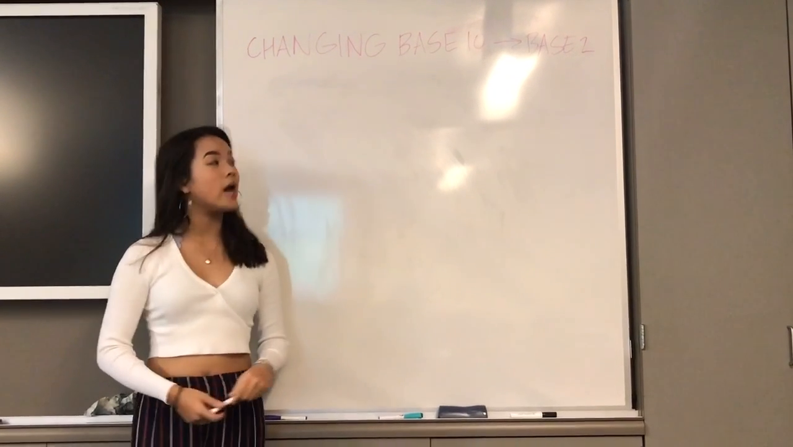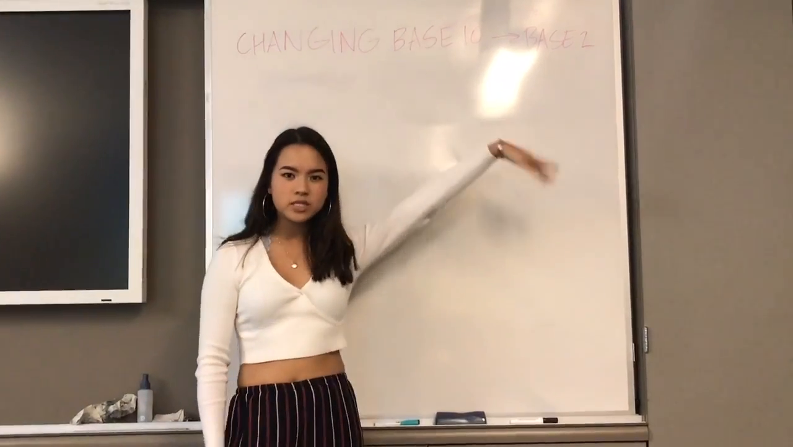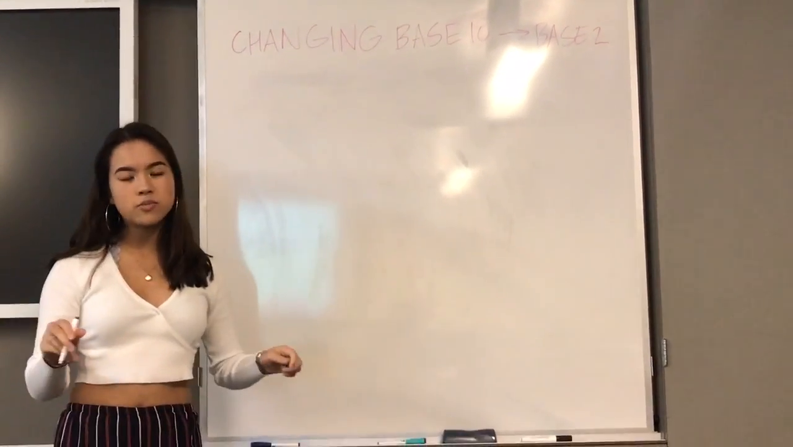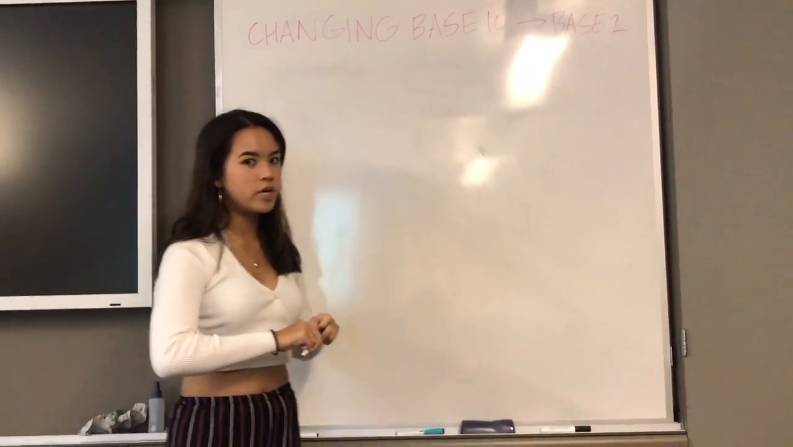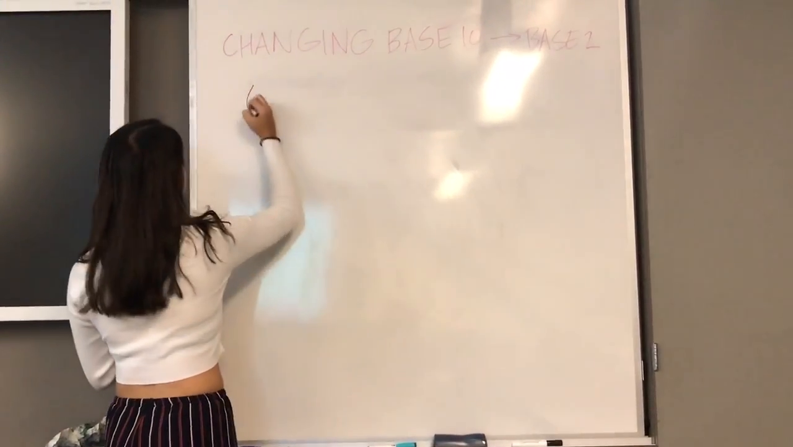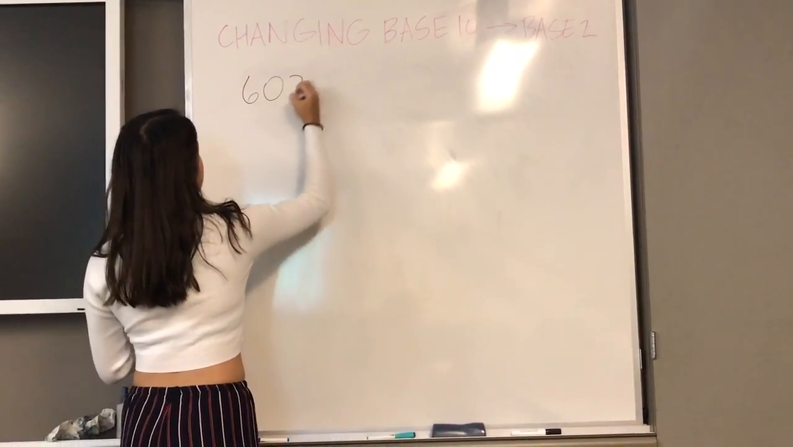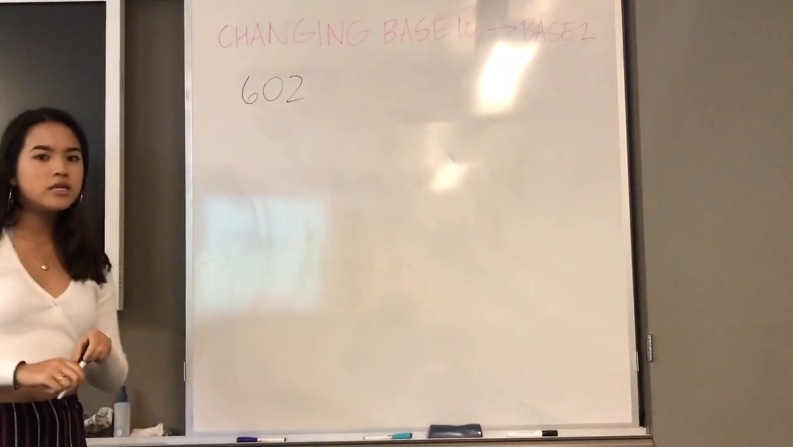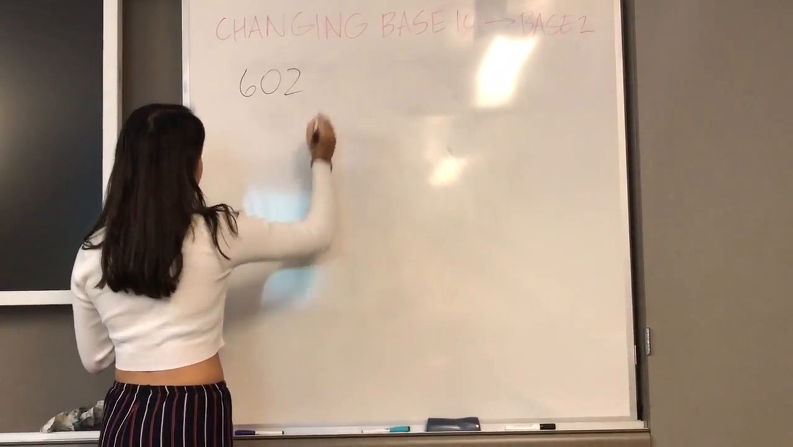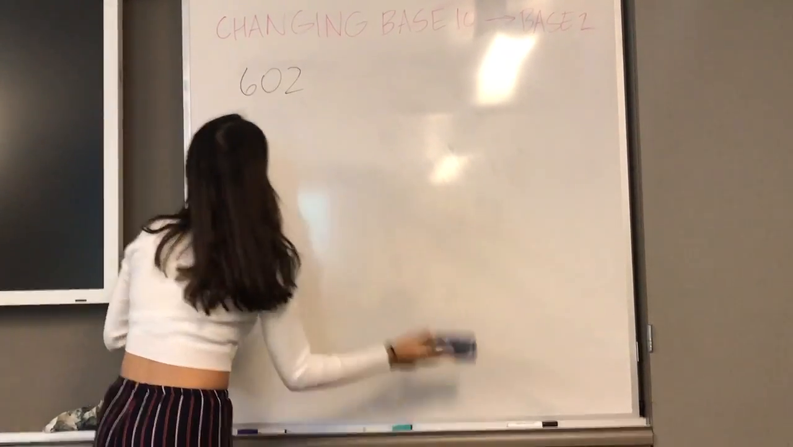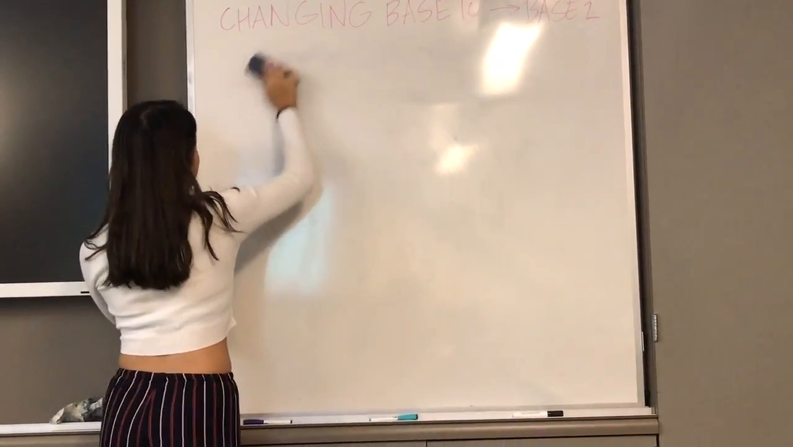Now I'm going to be showing you how to switch base 10 back to base 2, and we're just going to try and bring 602 back to the 10-digit numeral that it was before. So 602 to base 2. What you're going to do is keep dividing, and you're going to put the remainder here on the side. I should probably make this smaller.